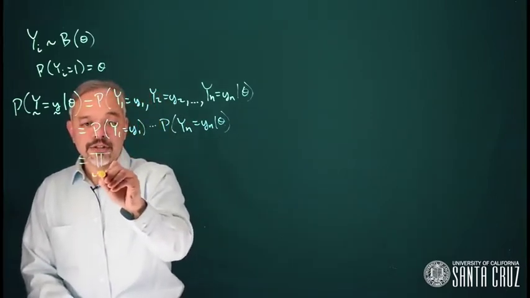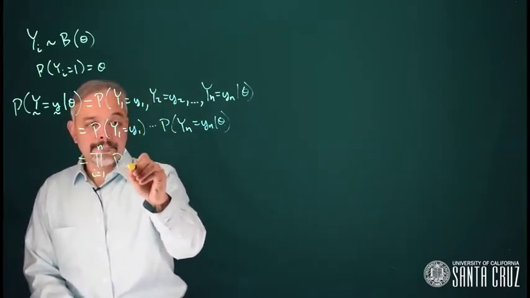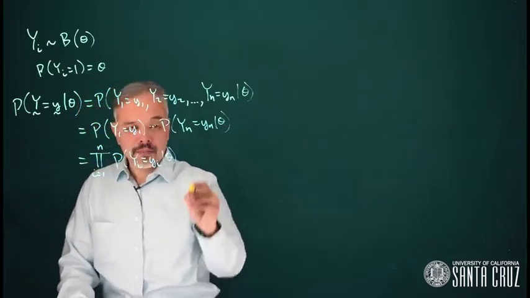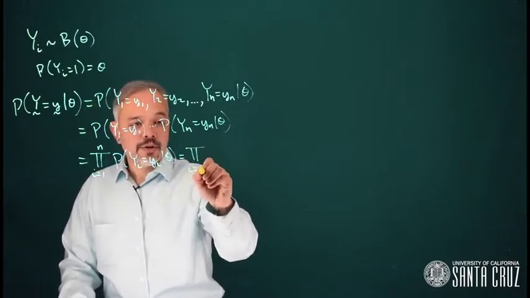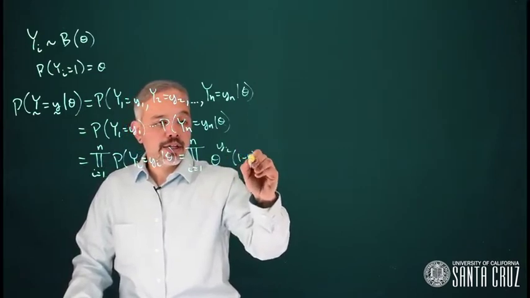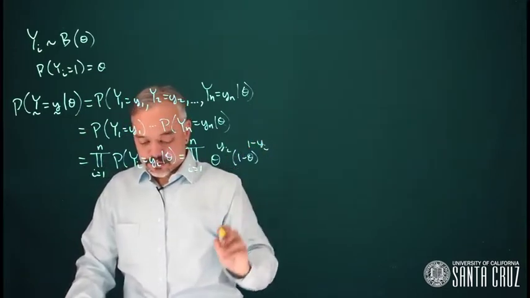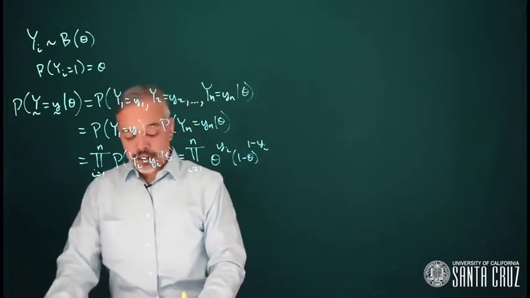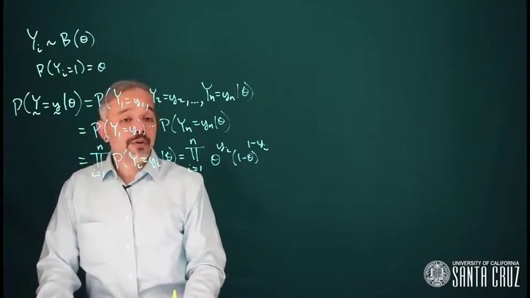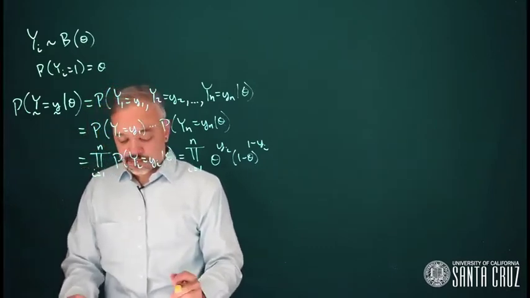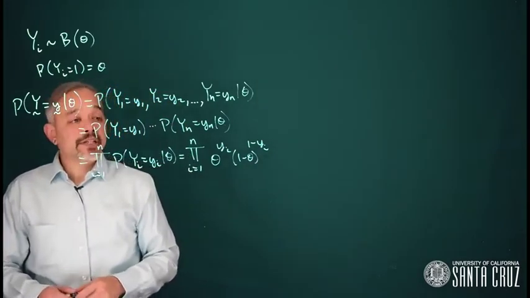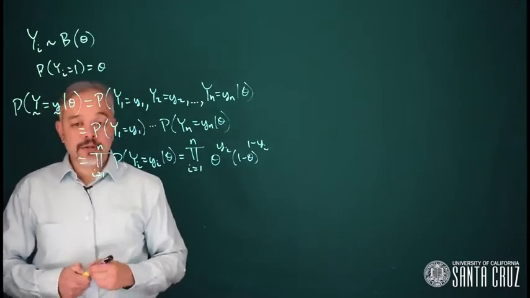So we can write this in product notation. And applying what we know about a Bernoulli, this then works out to be theta to the y_i times 1 minus theta to the 1 minus y_i. This is the probability of observing the actual data that we collected conditioned on a value of the parameter theta. We can now think about this expression as a function of theta. This is the concept of a likelihood.